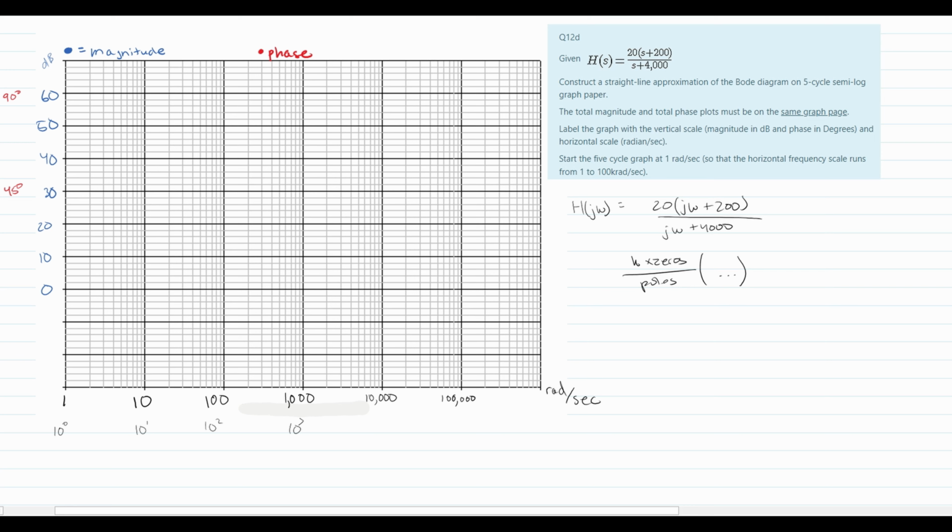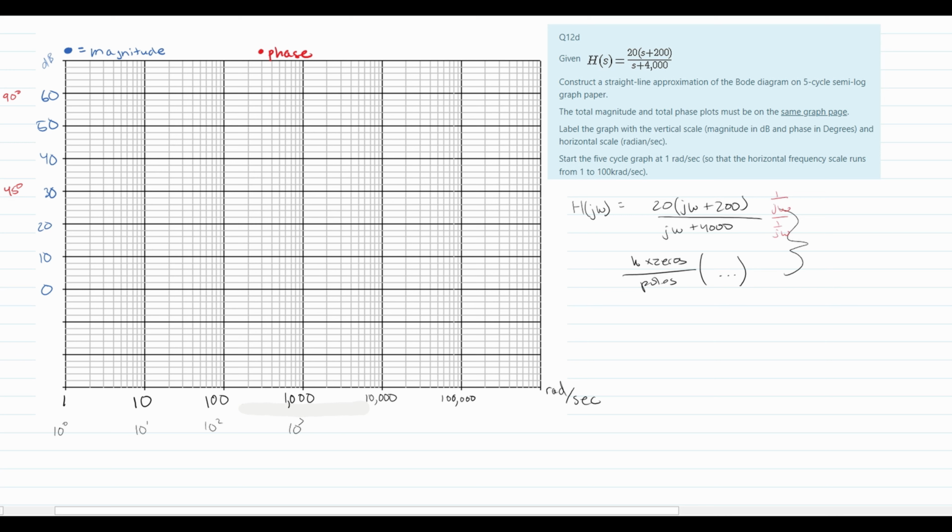If we have our K, which is 20, times our zero, which is 200, divided by our pole, which is 4,000, we're going to get a 1. So I'm not going to write that out, but just know that there's a 1 out front. Now, up top we have j omega plus 200, and basically the same format on the bottom. We can see that we need a 1 plus j omega divided by our z or our p. Even though it looks a little bit different than the factor table, it still works. We're going to multiply both the top and the bottom by 1 over j omega.